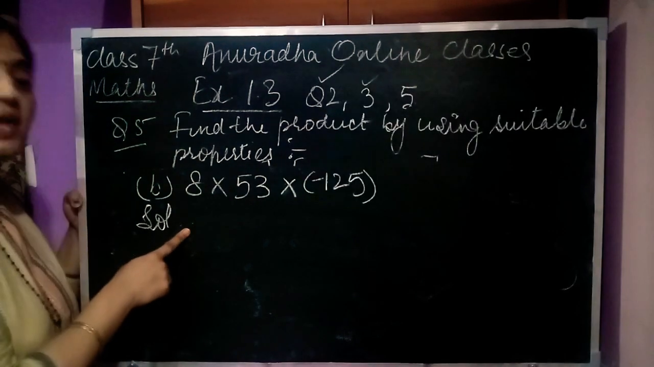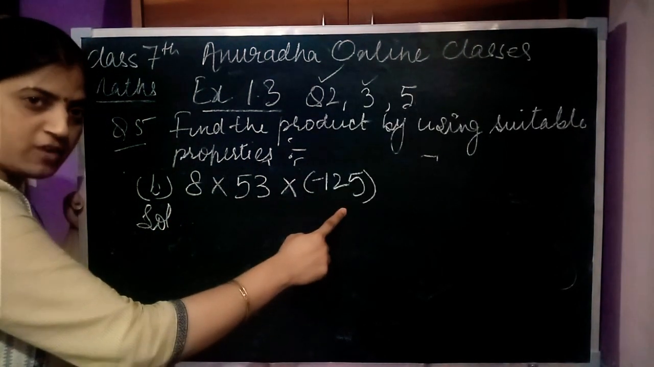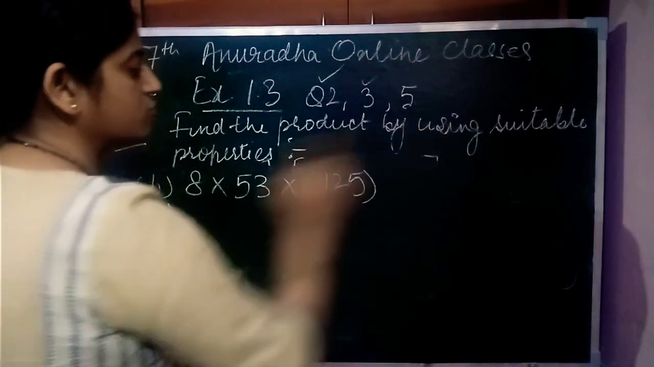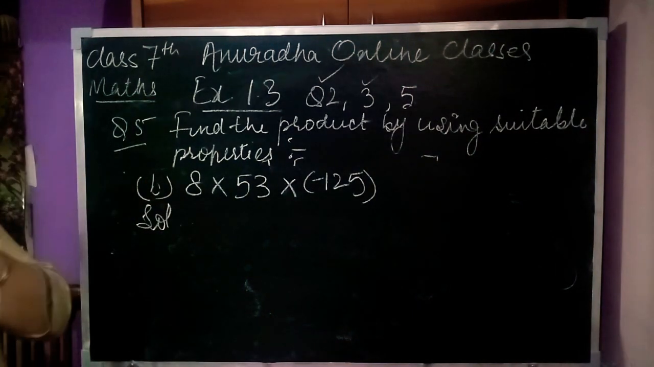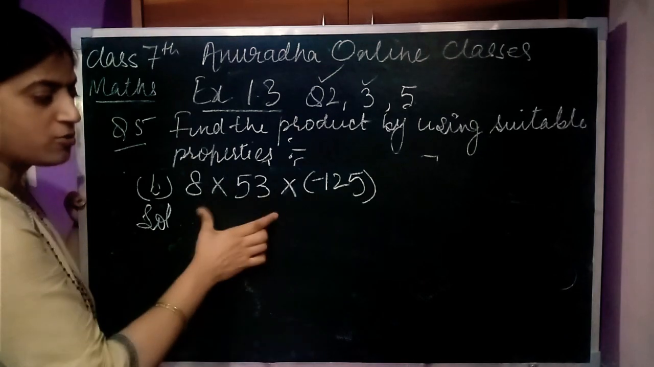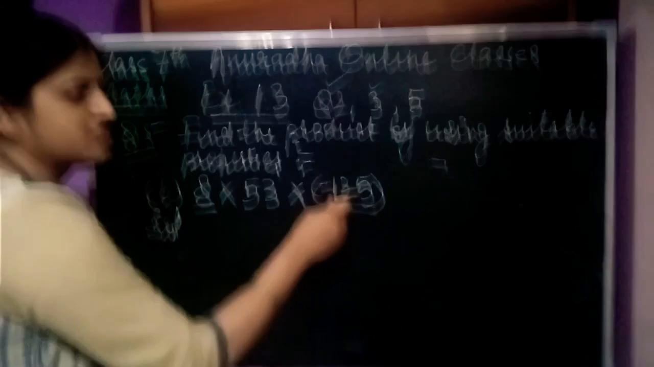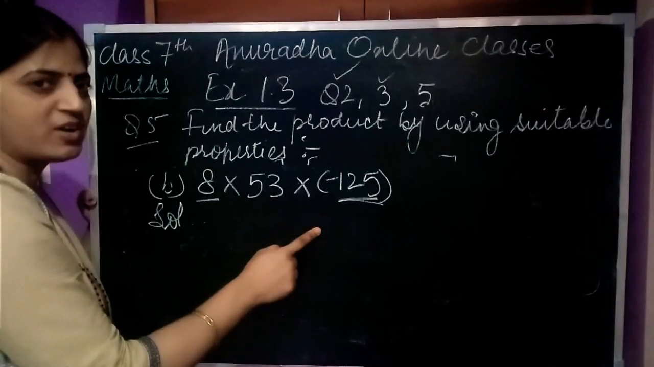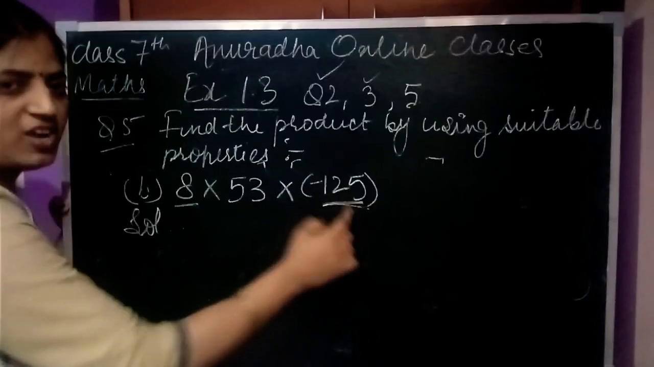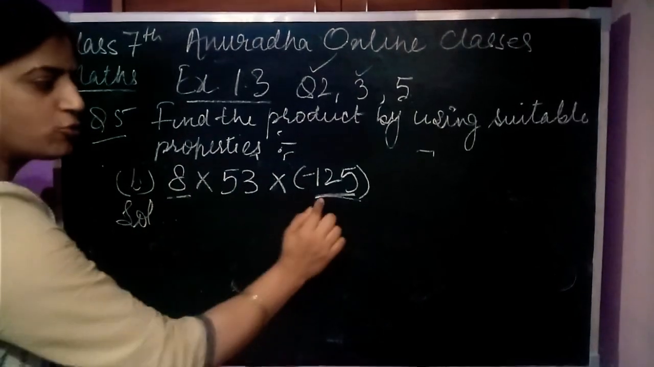Children, this is the B part. 8 into 53 into minus 125. So this is the question they have asked. They have asked to do the solution by using a suitable property, right? Now in this part, what do you see we have to do? See, this is 8 and this is minus 125. If we multiply this and this, we'll get the answer with 0 in the unit place. So we have to change the place.